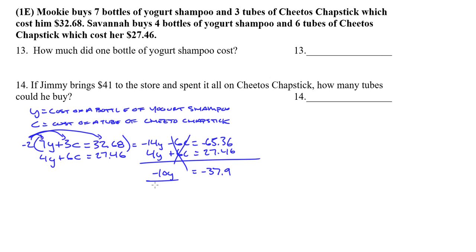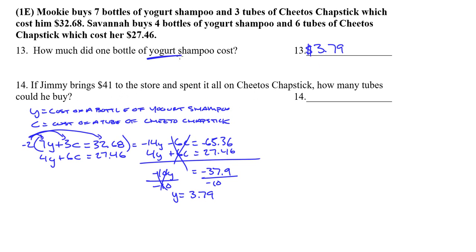All right, and then divide both sides by -10, and we get that y has to equal $3.79. And that happens to be the yogurt shampoo. $3.79 for a bottle of yogurt shampoo. All right, now the second question, 14, says Jimmy brings $41 to the store and wants to spend it all on Cheeto chapstick, because everybody would want to do that. How many tubes could he buy?